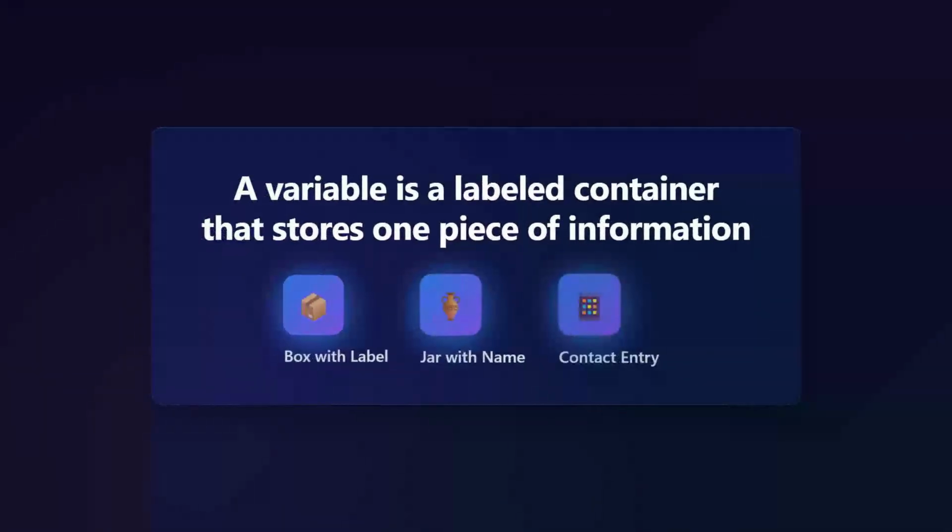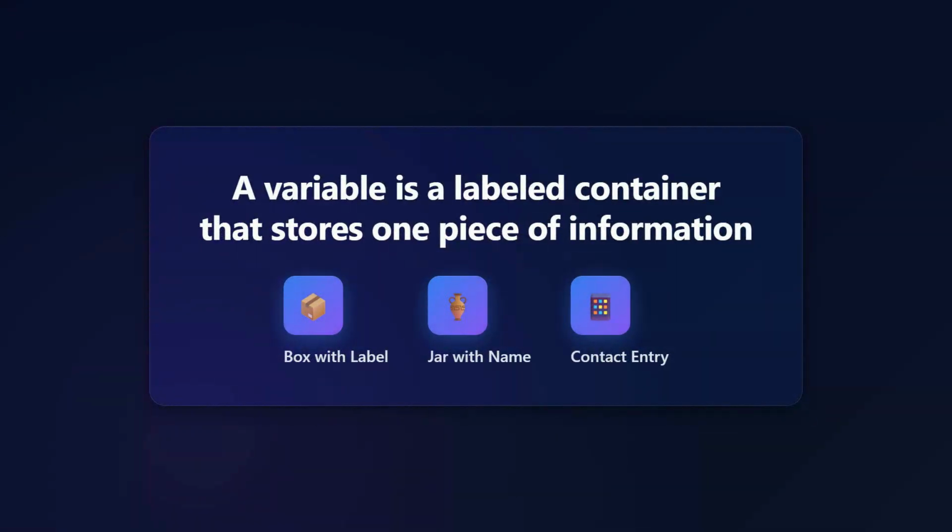Here's the big idea. A variable is simply a named container that stores one piece of information. It's like putting sugar in a jar and writing sugar on the label, or saving someone's phone number under their name in your contacts. The label helps you find what you need later.